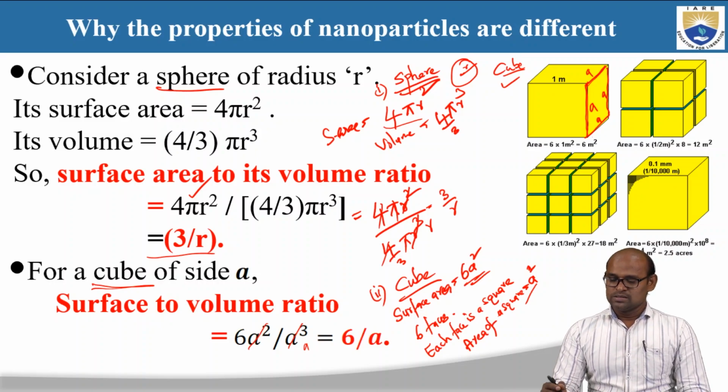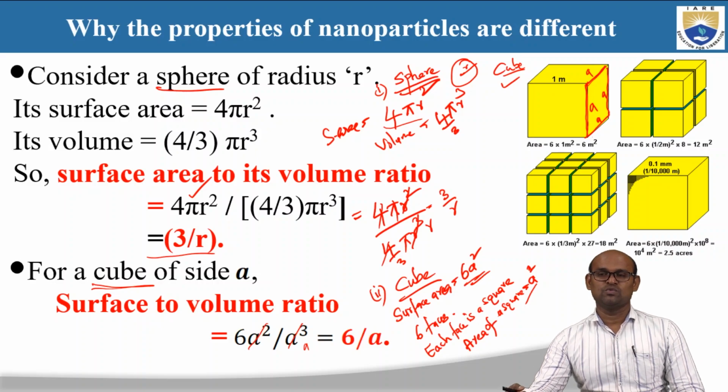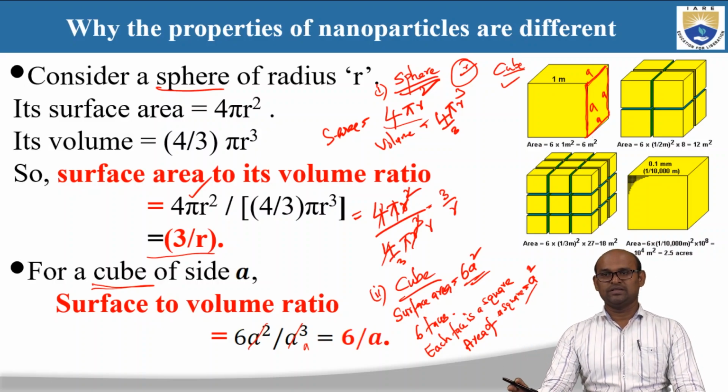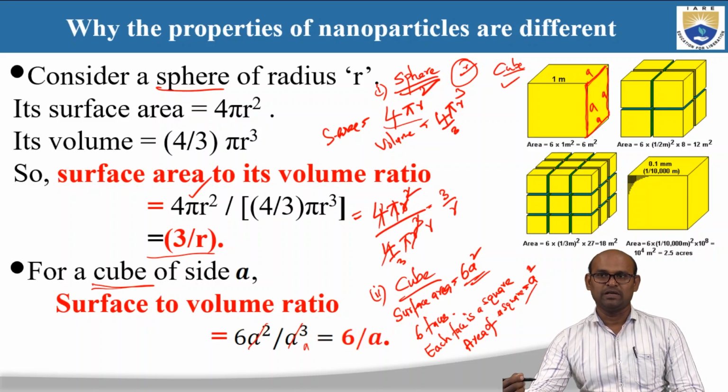Now, to understand why the surface area to volume ratio increases as we reduce the size of a material, we are going to find that the surface to volume ratio increases, and at a certain size, in the nano scale, we will find that the properties of such a material will change.